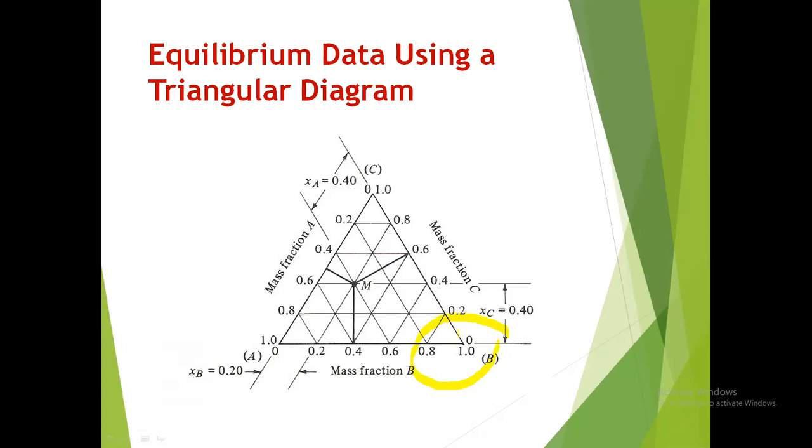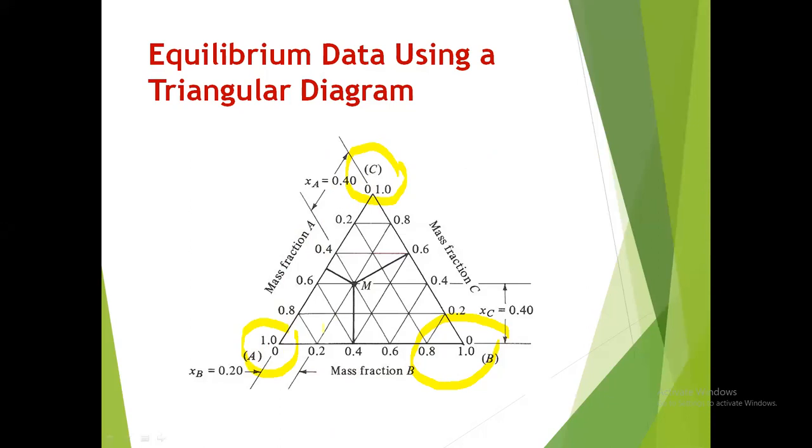Now, as we go from this side going up to the apex of this triangle, you see here mass fraction C. So you have 0 C and you have 100% C in here. Meaning at this portion here, you have 100% solvent, extractant, the one that is responsible for taking out A in your feed. Now, from the tip of this triangle going down to the lower left side of your triangle, you have 100% A, and this is your solute.